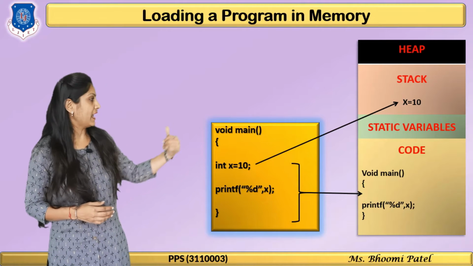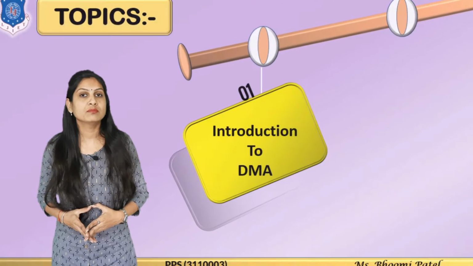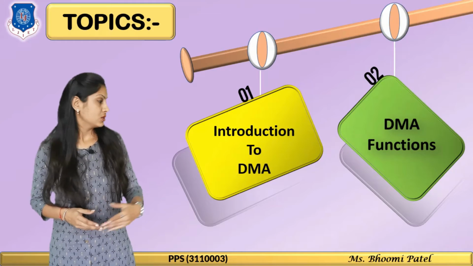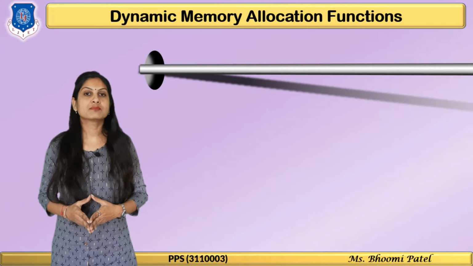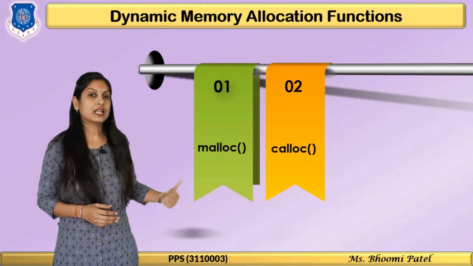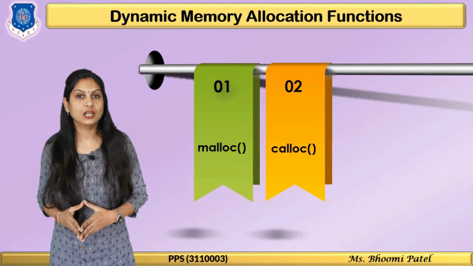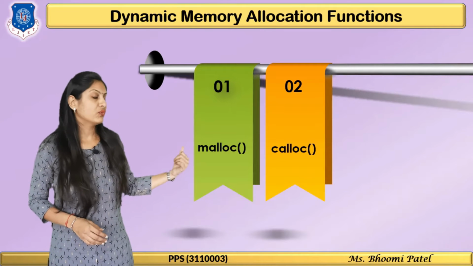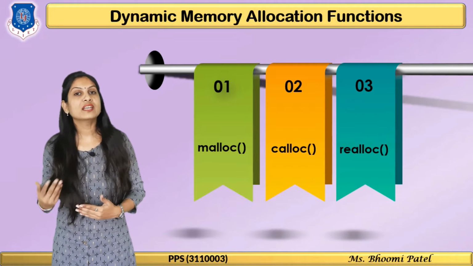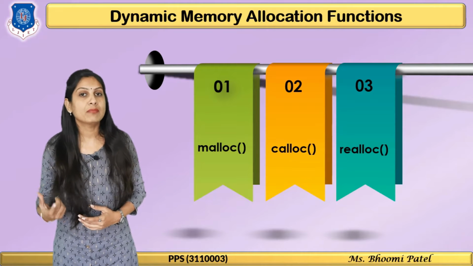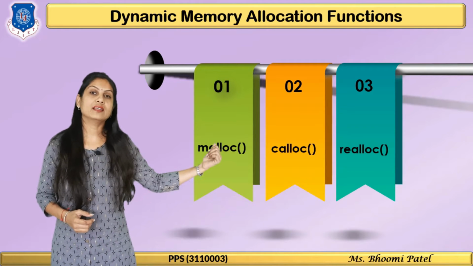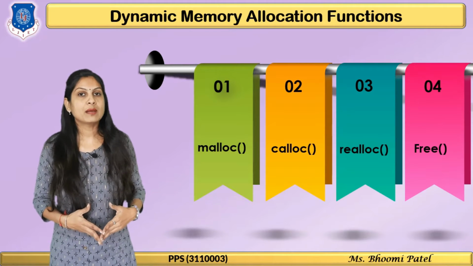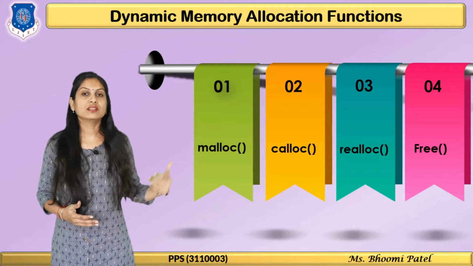And then move to the next part, which is very important: the different functions for dynamic memory allocation. The first one is malloc, the full form is memory allocation, and the second is the calloc function, the full form is contiguous allocation. These two functions are used to allocate the memory. The third one is realloc, which means you can change the size of your allocated memory using realloc, and the last one is free. So when you no longer need your previously allocated memory, you can free it using this function.